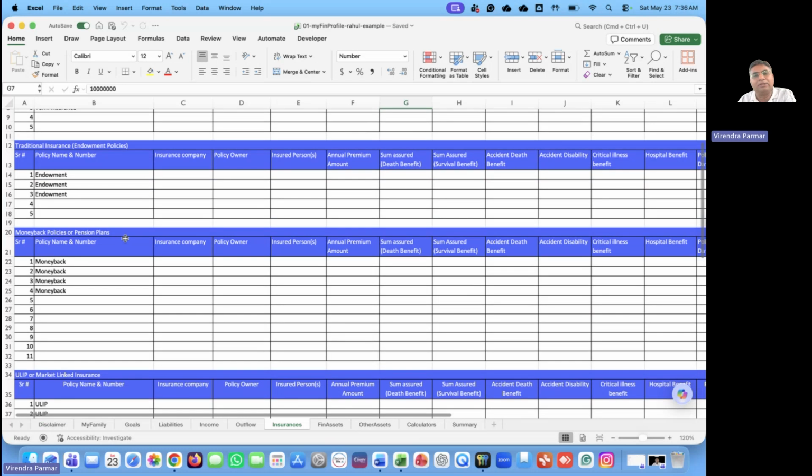Other insurance which I recommend people never buy are endowment, money back, and maybe ULIP. Okay. ULIP is questionable, but at least endowment and money back policy, one should never buy. So in case of Rahul, he has done a good job. He has not bought it. But if you have it, you can put it over here.